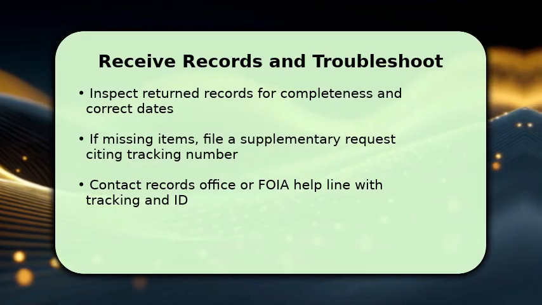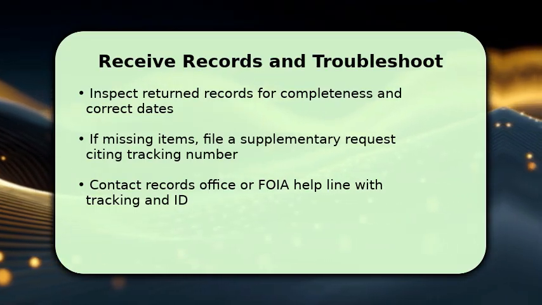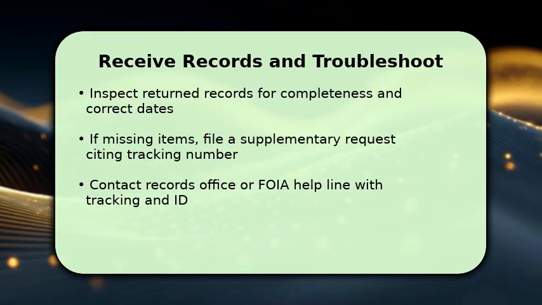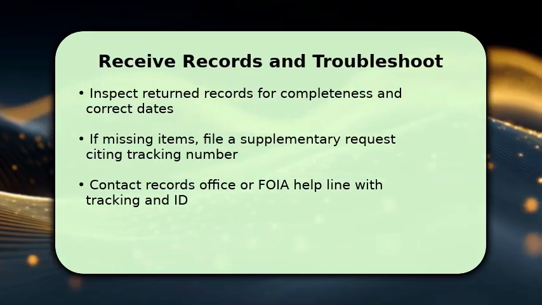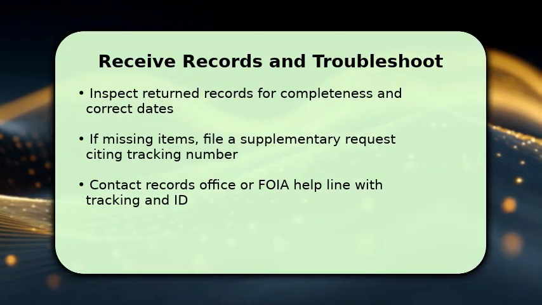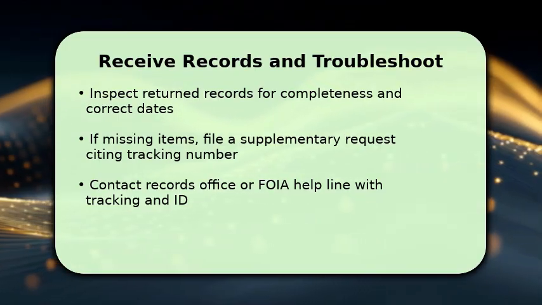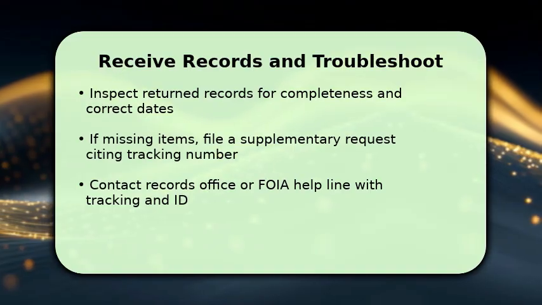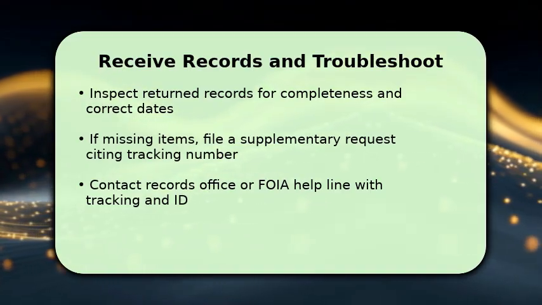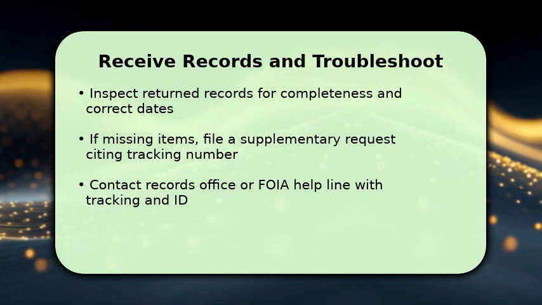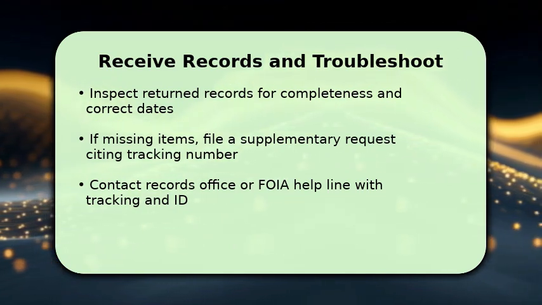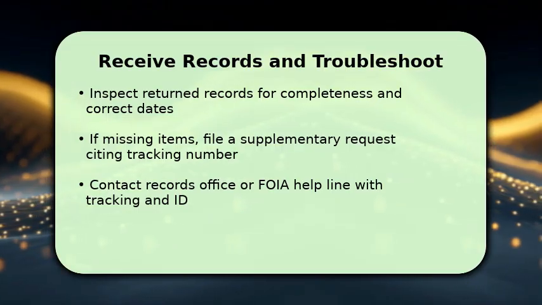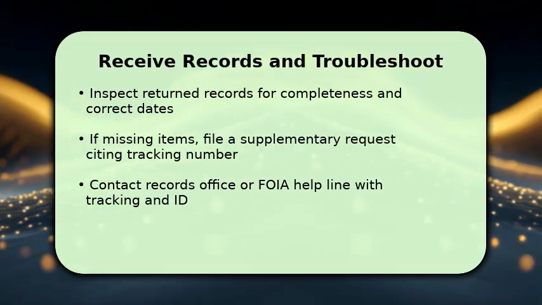If items are missing, file a supplementary request referencing your original tracking number and be specific about what's absent. Make sure to keep copies and create a secure digital backup for future use. If processing stalls beyond the estimated time, call the records office or FOIA helpline with your confirmation number. Remain polite but firm, and request escalation. Most holds are clerical and can be resolved quickly.